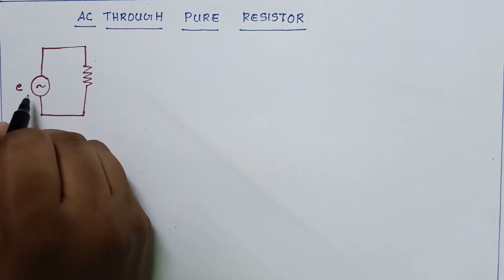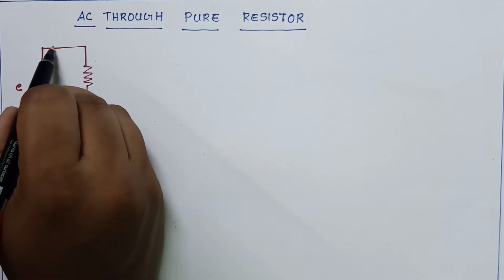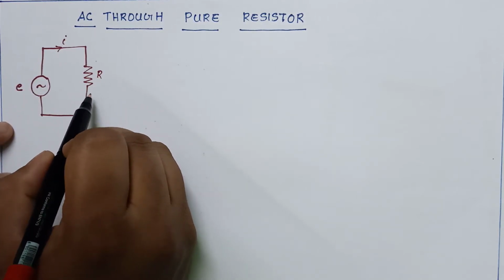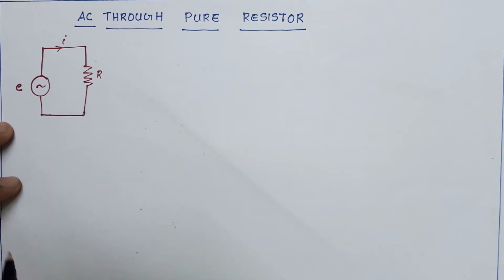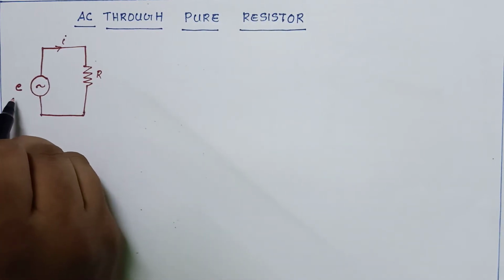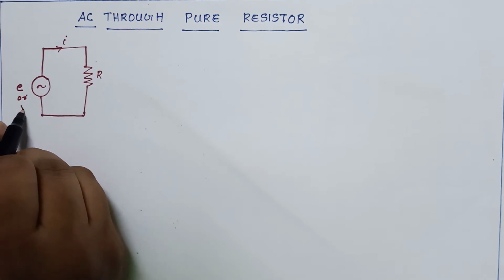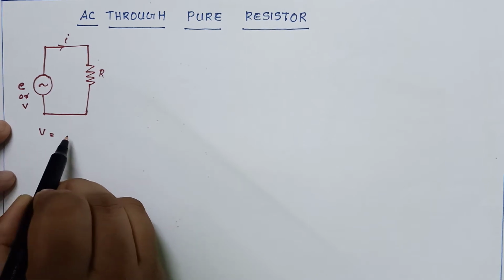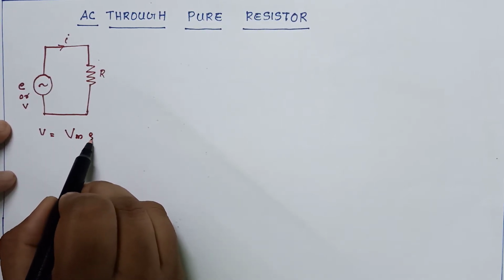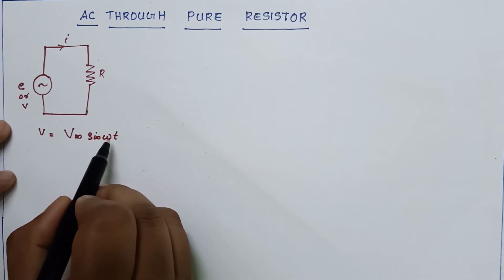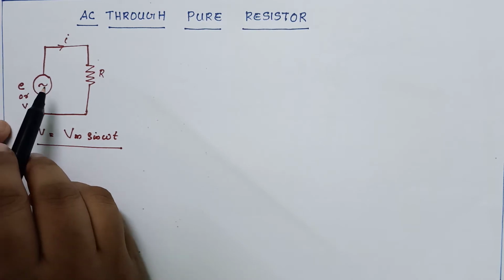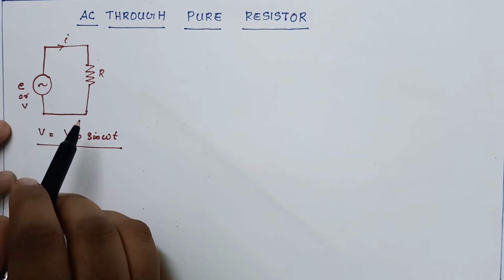Whenever the voltage is supplied to this circuit, then the current I will flow through this, and R will be the resistance of this resistor. E or V, or we can simply represent it with a small letter v, and this v is equal to Vm sin omega t. Vm sin omega t is the voltage which is supplied by this AC source, and at this time some current will flow through the circuit.